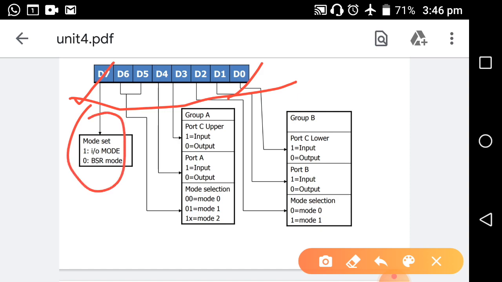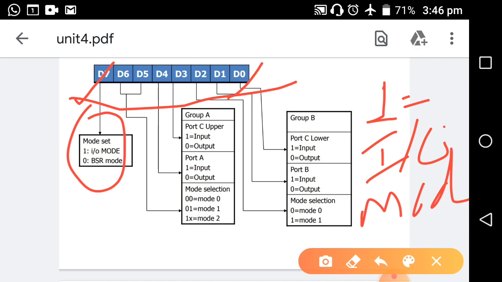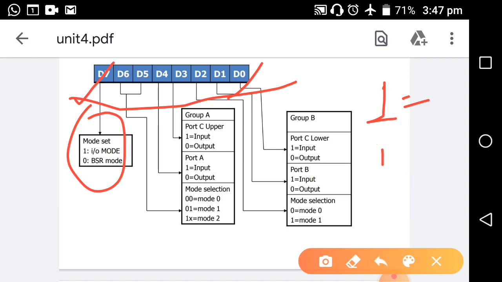Okay, if the D7 bit is 1, then the 8255 works in the IO mode. Okay, in the IO mode operation. IO mode operation is also further divided into mode 0, mode 1, mode 2, and we will discuss about it later. And if the D7 bit is 0, then the 8255 works in the bit set reset mode. Okay, the 8255 will work in the bit set reset mode.